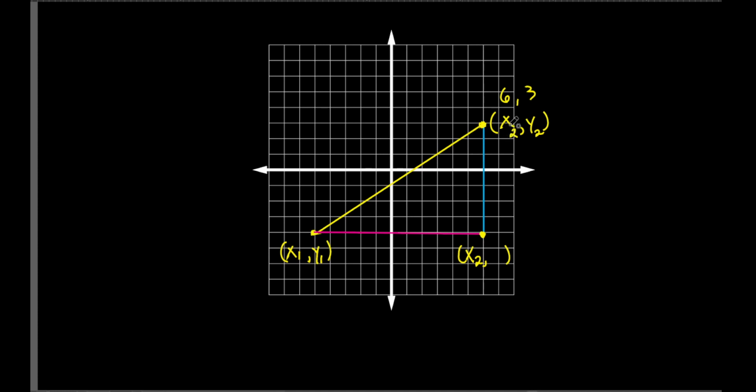But instead of saying 6, I want to be real general. Instead of saying 6, what do I say? I went over x2. So this point right here, how far over did I go before I went down? I went over x2. All right?